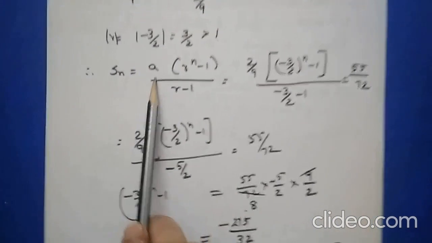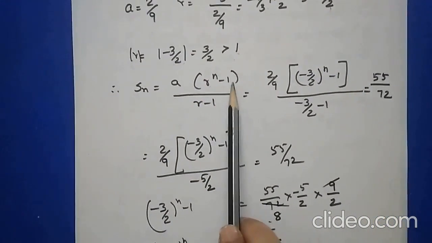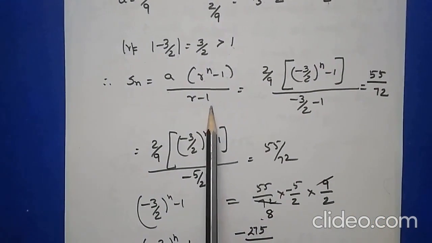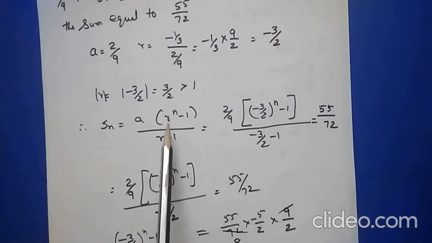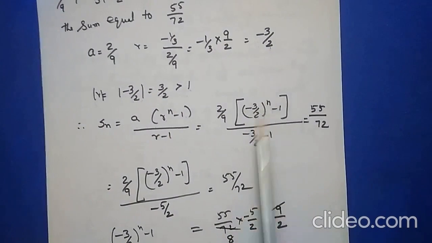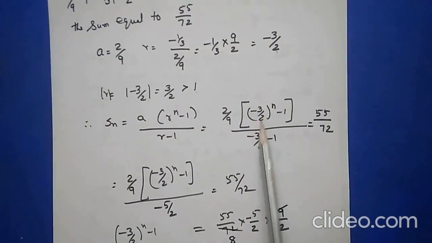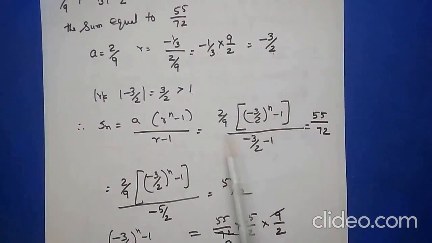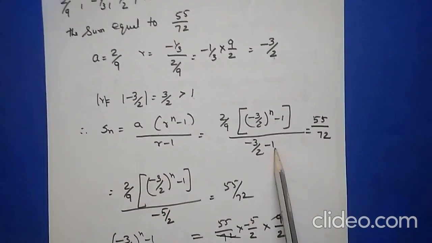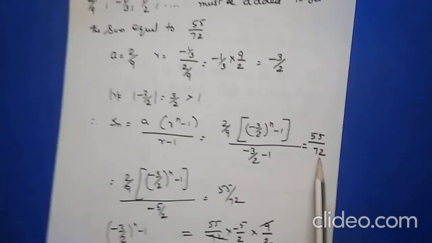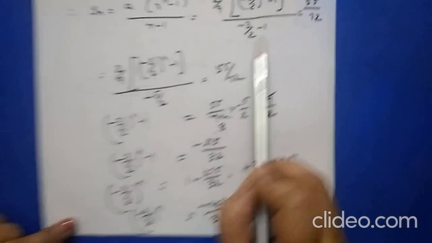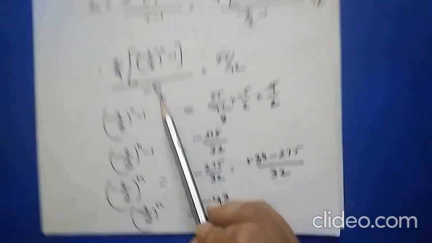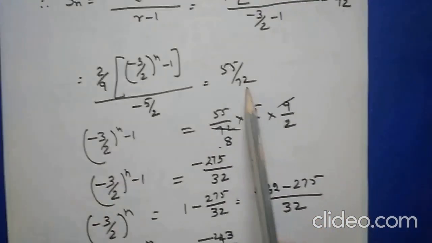Sn is equal to a into r to the power of n minus 1 by r minus 1. In the place of a, 2 by 9. In the place of r, minus 3 by 2. The same values you are going to substitute. Minus 3 by 2 whole to the power of n minus 1 by minus 3 by 2 minus 1 is equal to 55 by 72. 2 by 9 into minus 3 by 2 whole to the power of n minus 1. You are adding, taking LCM, you are getting minus 5 by 2, is equal to 55 by 72.